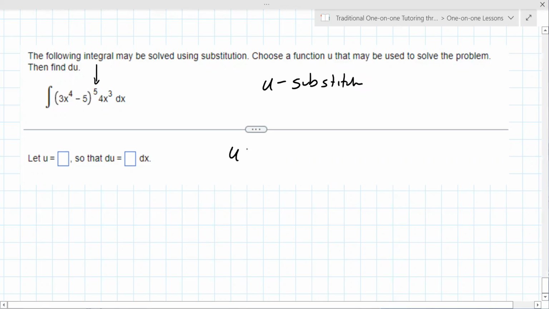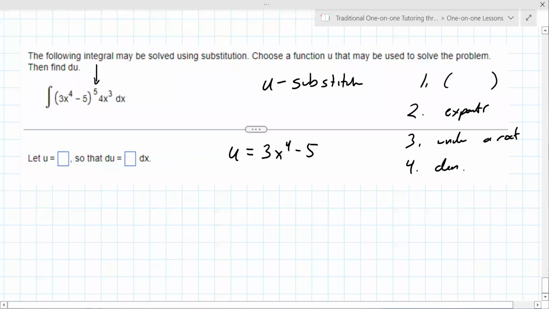Students really struggle here with what to make the u. And I give them a list of rules. I'll say, well, it's usually what's in parentheses, exponents, under a root, denominators, things like that. They're just guidelines though. There are variations in every problem. Okay, so that is your first box here. Now we will actually have to integrate using the u's, but not in this first problem.